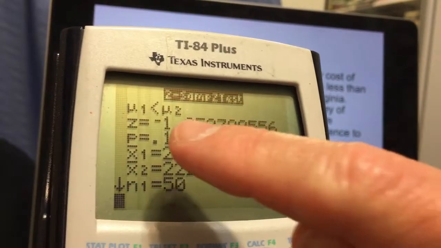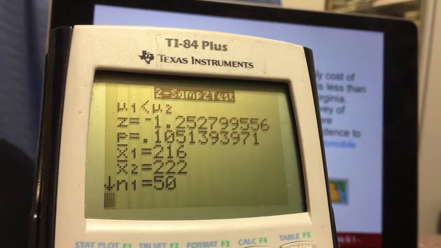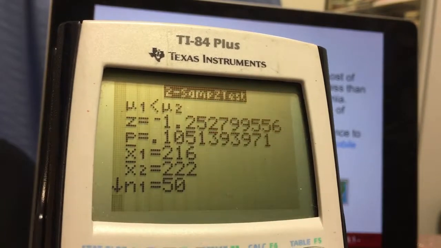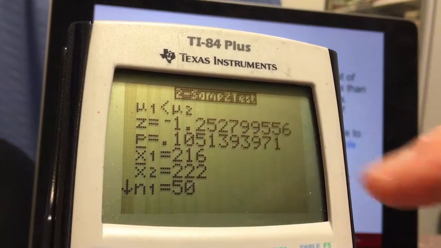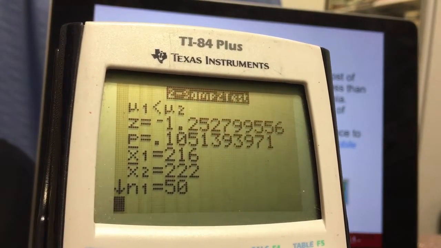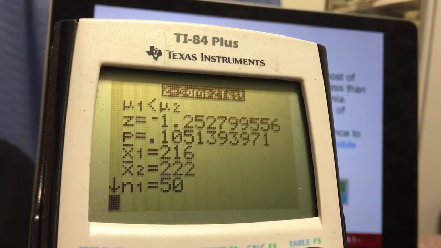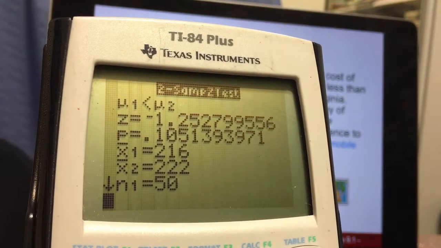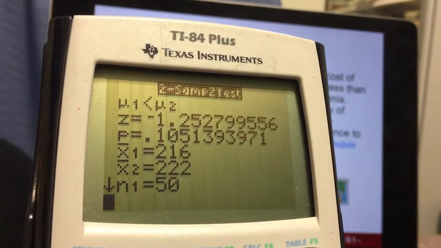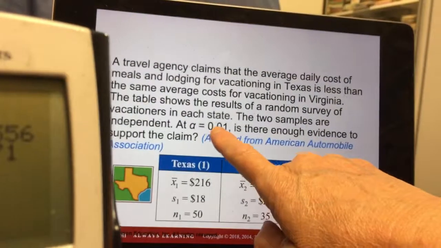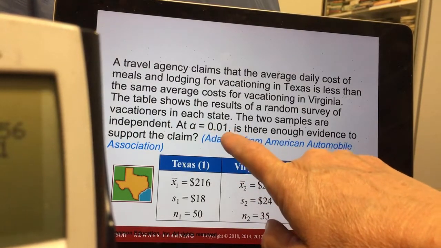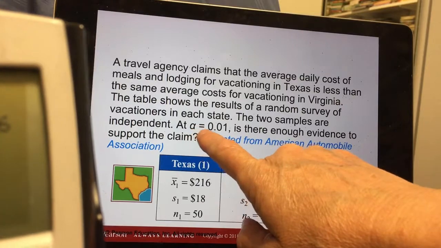Okay, so when I calculate, I get a negative 1.25. Now I'm going to do this one without looking at the next slide because I want you to go through the reasoning process here. So negative 1.25 is our z-score, and 0.1051 is our p-value. Is that significant? So we have to find what is our critical value when we're talking about an alpha of 0.01.